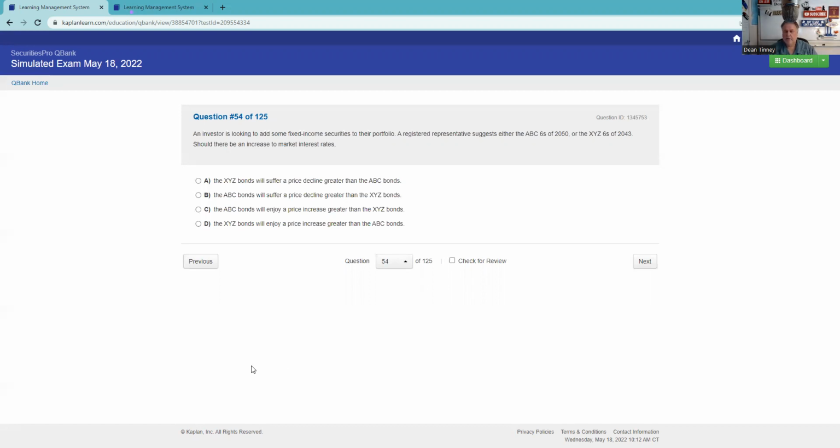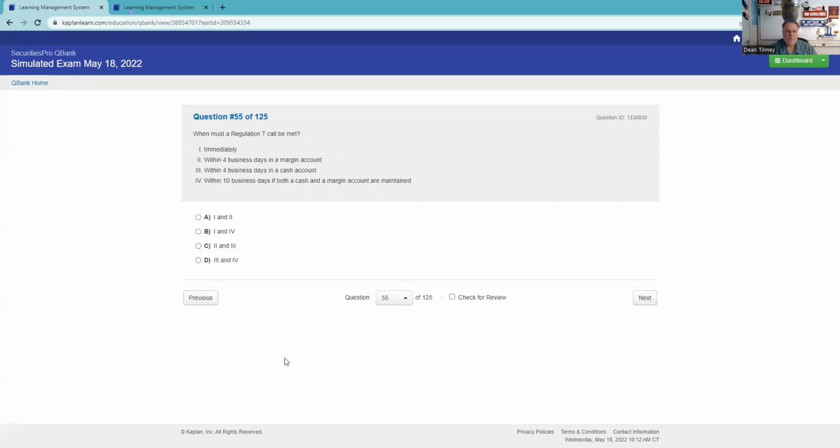So I like this one. Market interest rates, it looks like long and low. So it looks like the ABC 6s is going to have the most volatility because it's longer term. So the XYZ bonds will suffer a price decline that's greater. No, remember, it's going to be the ABC bonds. The ABC, there we go. Right. So longer term maturity bonds are more volatile than shorter term bonds. And then the inverse relationship, right? Interest rates go up, the bond price goes down.